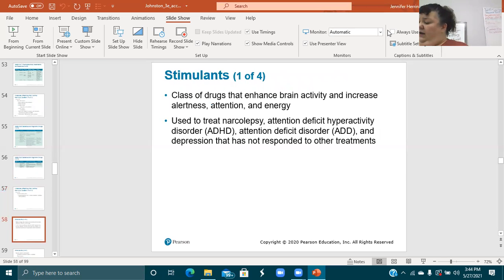Now let's look over at the stimulants. This begins on page 597. This is a class of drugs that enhance brain activity and increase alertness, attention, and energy. They are used to treat narcolepsy, attention deficit hyperactivity disorder, or ADHD, attention deficit disorder, ADD, and depression that has not responded to other treatments.